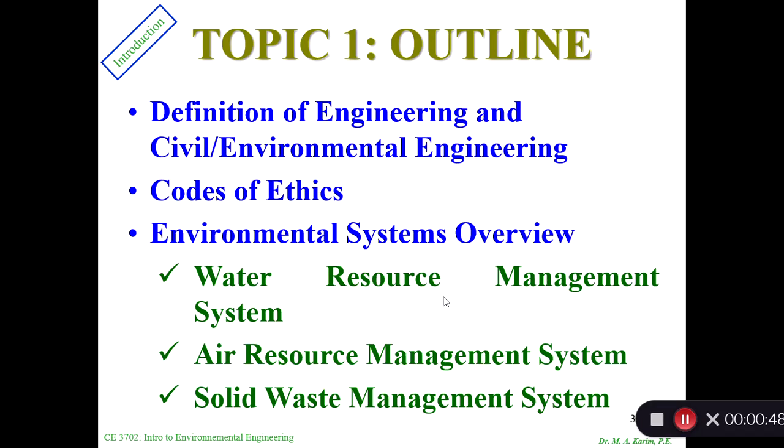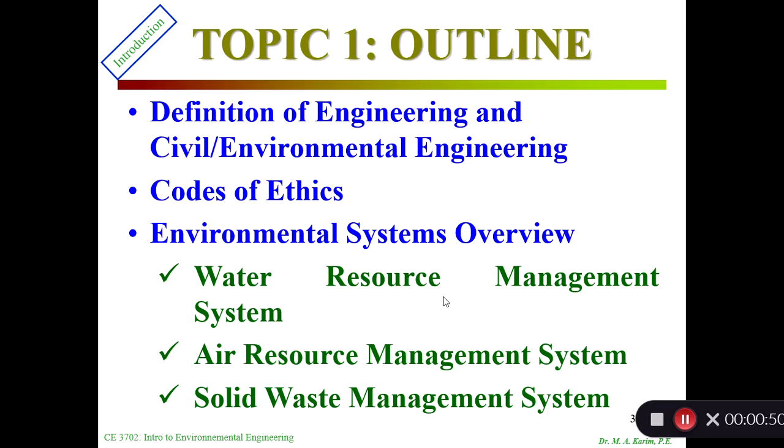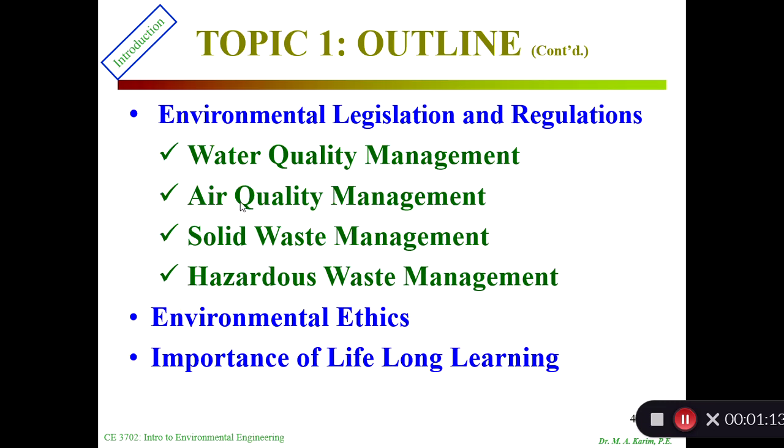So this is the outline that we are thinking to cover in this topic. First is the definition of engineering, civil and environmental engineering overall. Then codes of ethics, engineering ethics or environmental ethics. Then environmental systems overview. We'll do three different systems: water resource management, air resource management, and solid waste management. Then a little bit of environmental legislation and regulation: water quality management, air quality management, solid waste management, and hazardous waste management. Environmental ethics and the importance of lifelong learning are also covered.